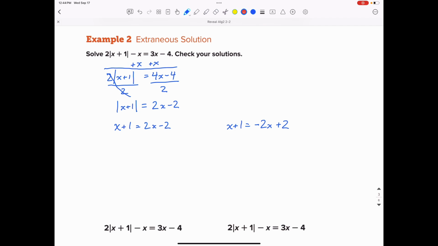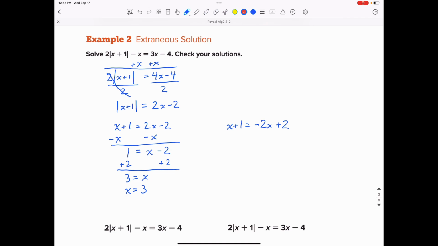So to solve the first one, I think what I'm going to do is subtract this x from both sides. That will give me 1 equal to 2x minus 1x is just 1x or x minus 2. And then add this 2 to both sides, and this will solve for x. I'll get 3 equal to x, which I could flip around to be x equal to 3. So that's one potential solution.